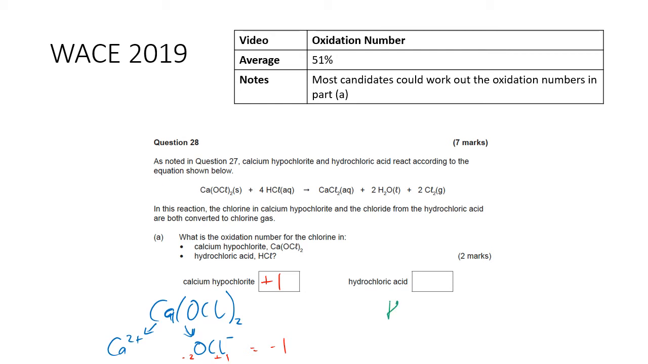Then the hydrochloric acid. Here I've got the HCl. I know that this should equal 0 because it's a neutral molecule. That's going to be +1, so therefore that must be -1. So that must be -1 there. Okay, let's move on.